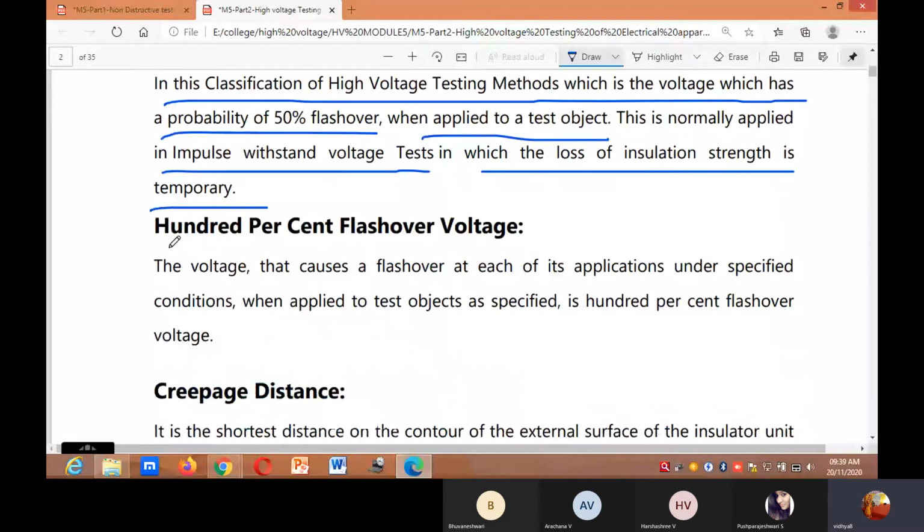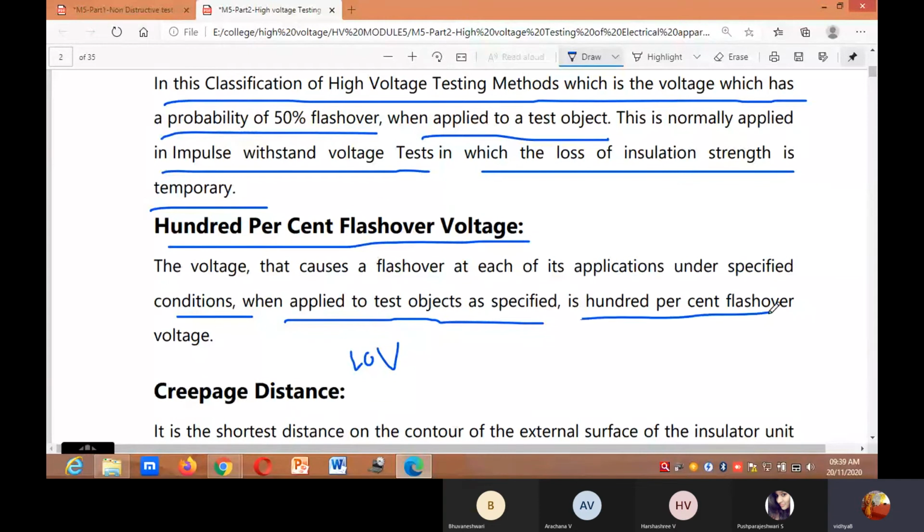Next, 100% flashover voltage. The voltage causes a flashover at each of its applications under specified conditions when applied to test objects as specified. If the voltage is 10 volts, and we apply more than that voltage and a failure occurs, then the flashover voltage is the cause. When applied to test objects as specified, it is the 100% flashover voltage.